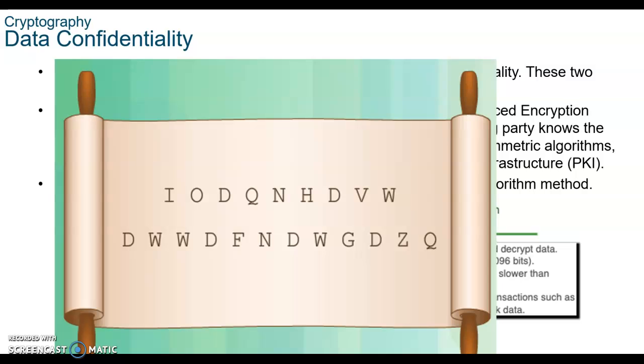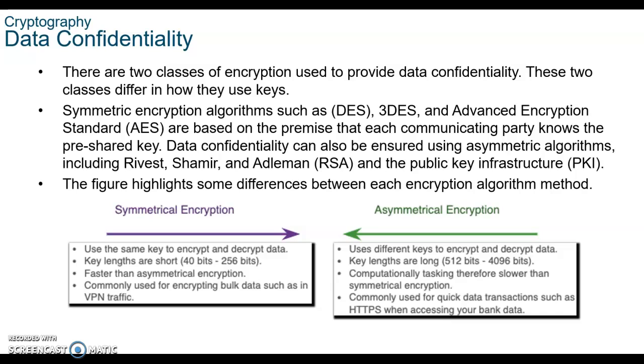Okay. And then we've got data confidentiality. There are two classes of encryption used to provide data confidentiality: DES and AES. Now there's a couple different types of DES, 3DES being the currently accepted form of DES.